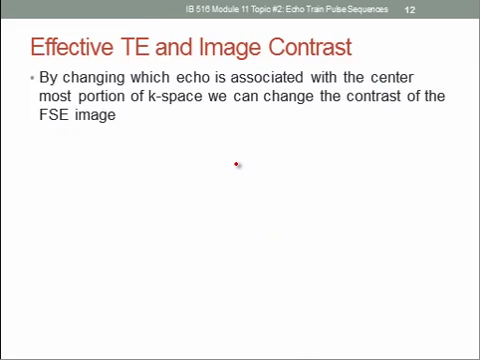So you can change which echo. When you're at the console doing the imaging, you can say, I want the first echo to be towards the center of k-space, or I want the second echo or the third echo. Depending on what kind of contrast you want, you change that echo number.